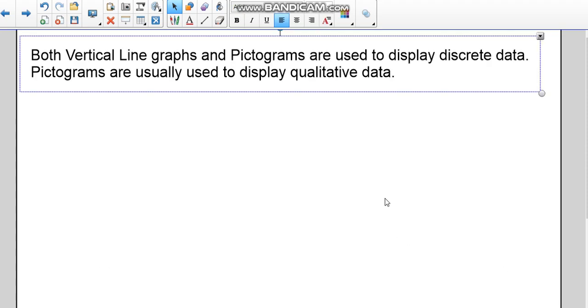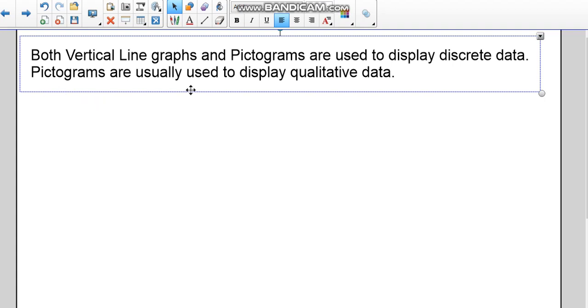Okay, so just one more thing to note, that vertical line graphs and pictograms are used to display discrete data. So if you remember back last week, we learned about different types of data. There was discrete and continuous. So a line graph, a vertical line graph and a pictogram are used for discrete data.